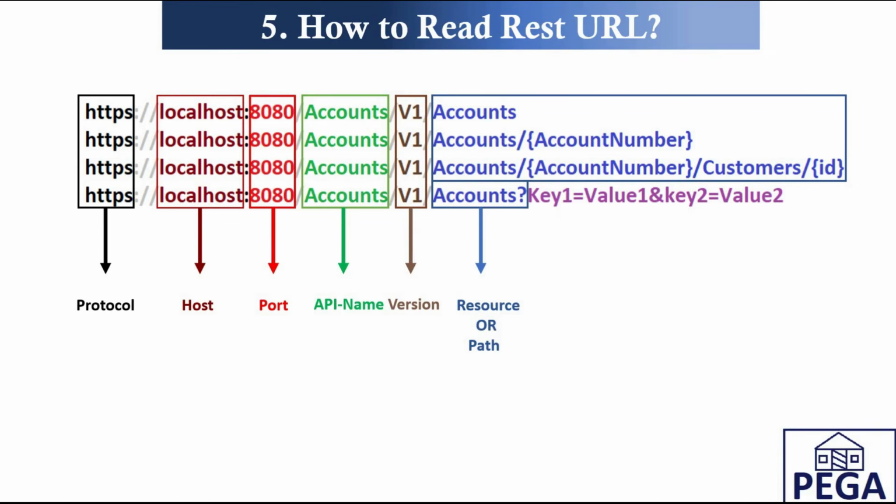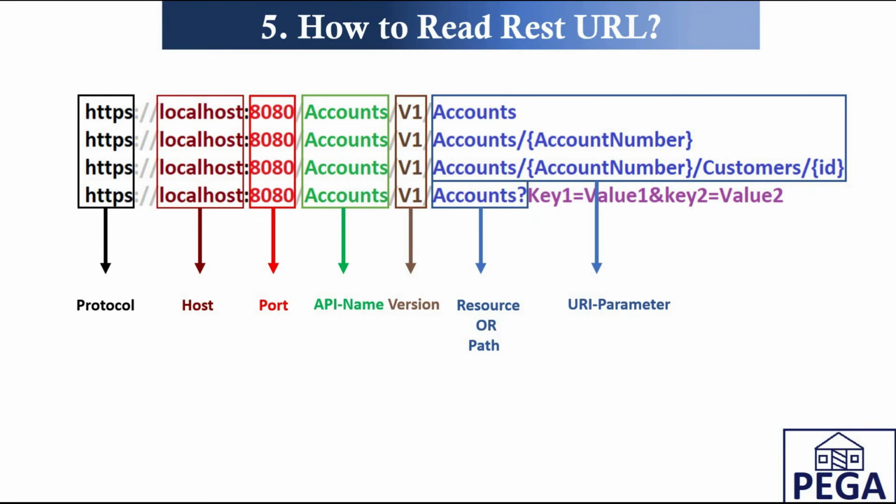Now if you see, there are 4 different kinds of examples that I have given. The first example, you are just giving the route name, account. So most likely, you will use that with post or put or something like that. The second example is where you are passing accounts/account number. Basically, you are passing a parameter on the URI, right?